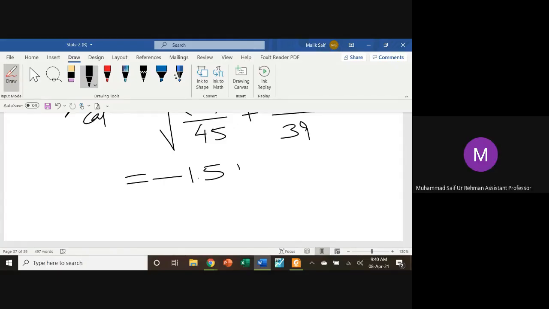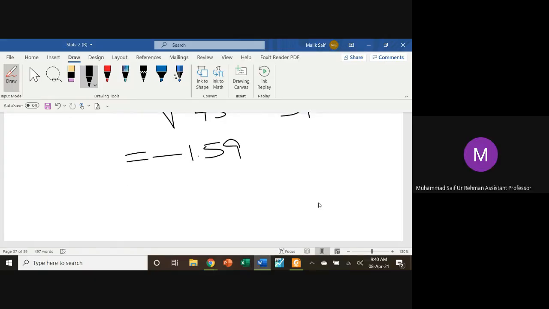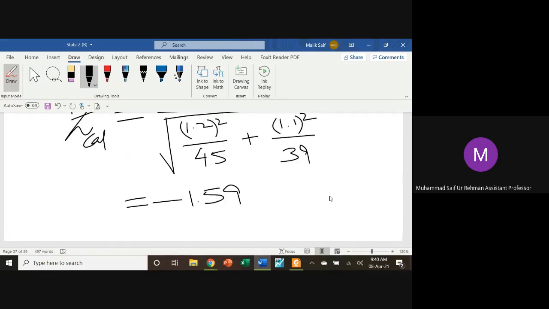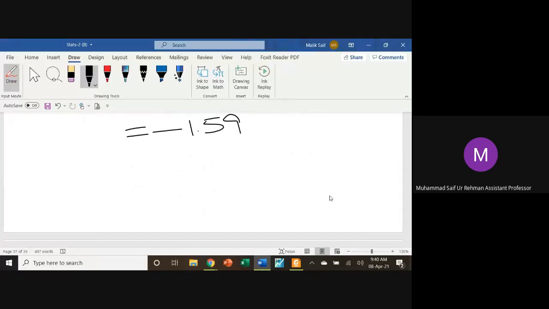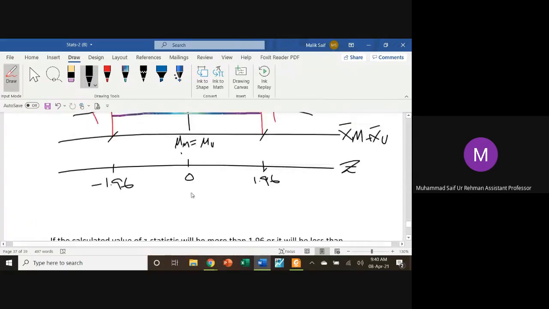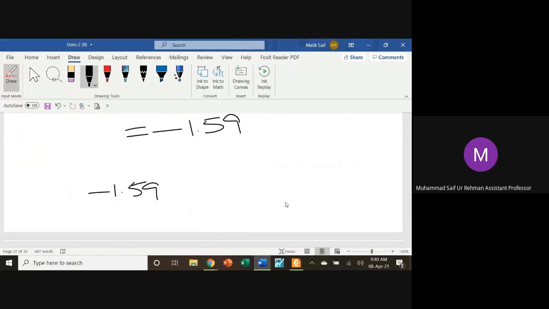Yes, sir. Okay, so you may take into your account 1.59. So 1.59, this is the calculated value, minus 1.59. So write it down over here, minus 1.59. And what was the critical value? Minus 1.96. Okay, so which value is larger out of these two?